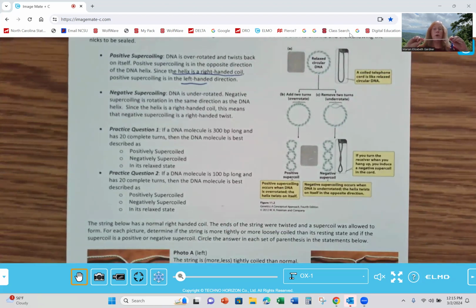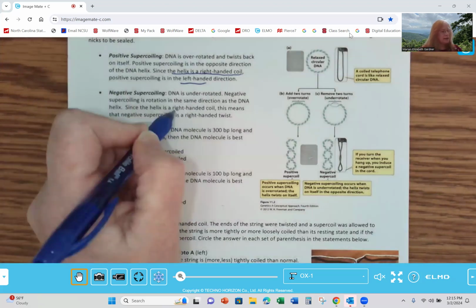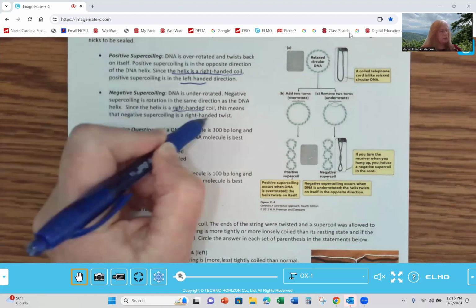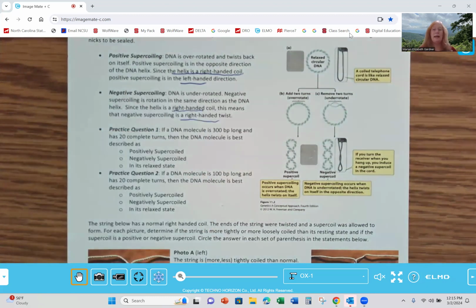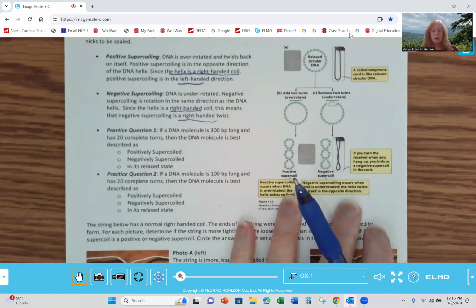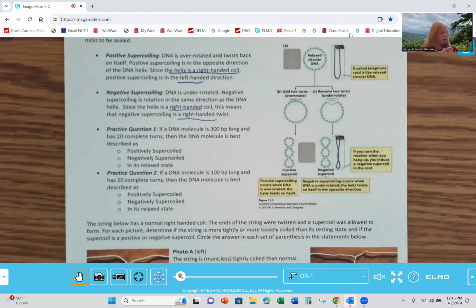Now, negative supercoiling occurs if we under-rotate the DNA. Let's see if I can get that to do it. And it will also supercoil. But this supercoil coils in the same direction as the DNA. So DNA is typically right-handed, so a negative supercoil will also be in a right-handed manner. And that's what these diagrams here are showing you. I tried to show you with the string here, and then I've got some examples below.